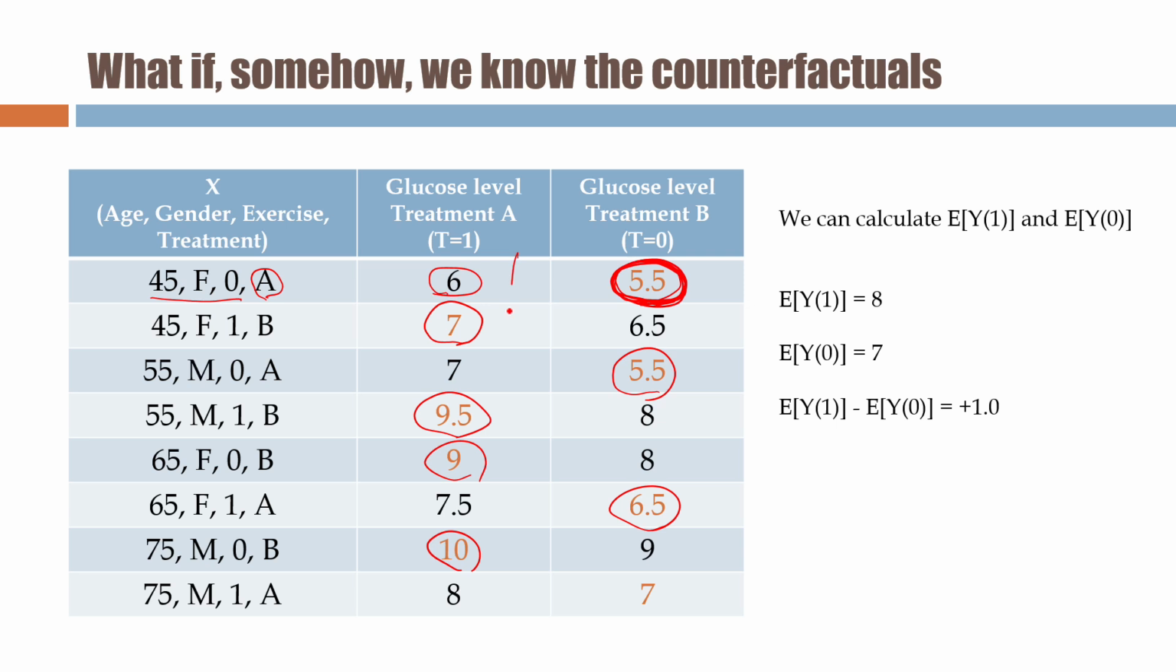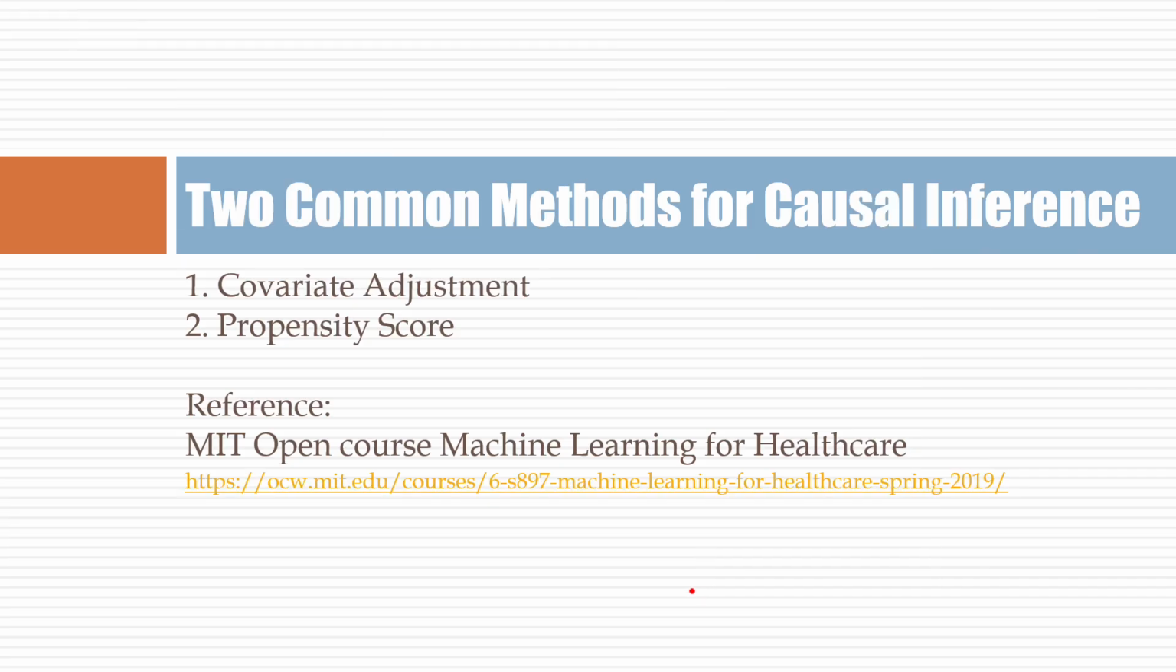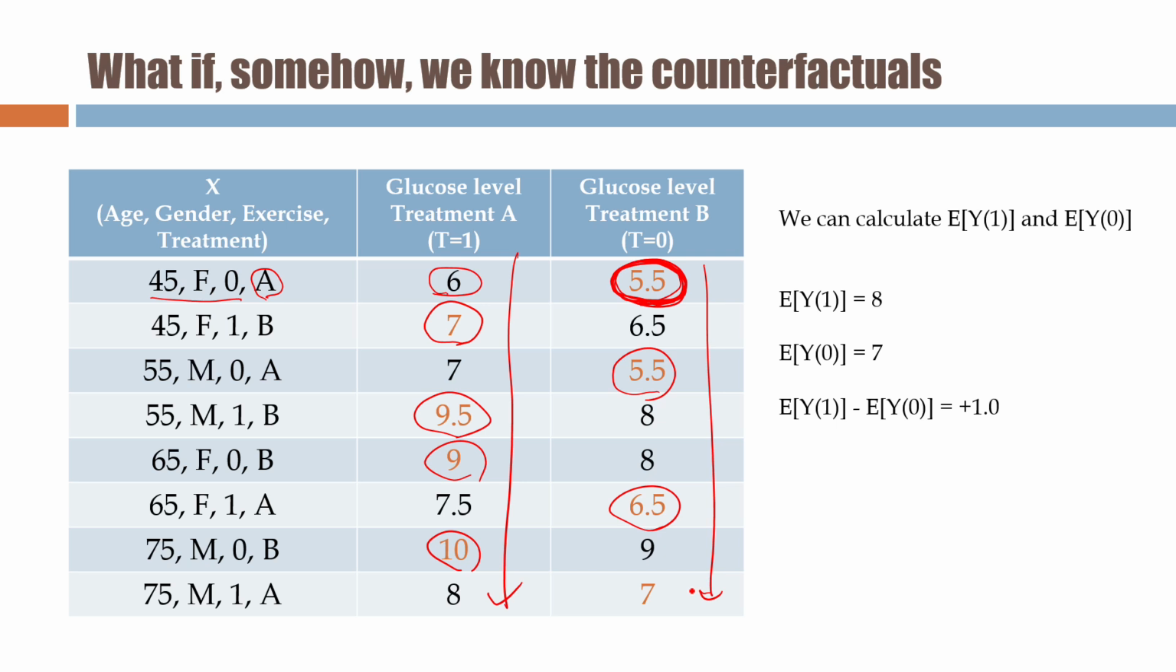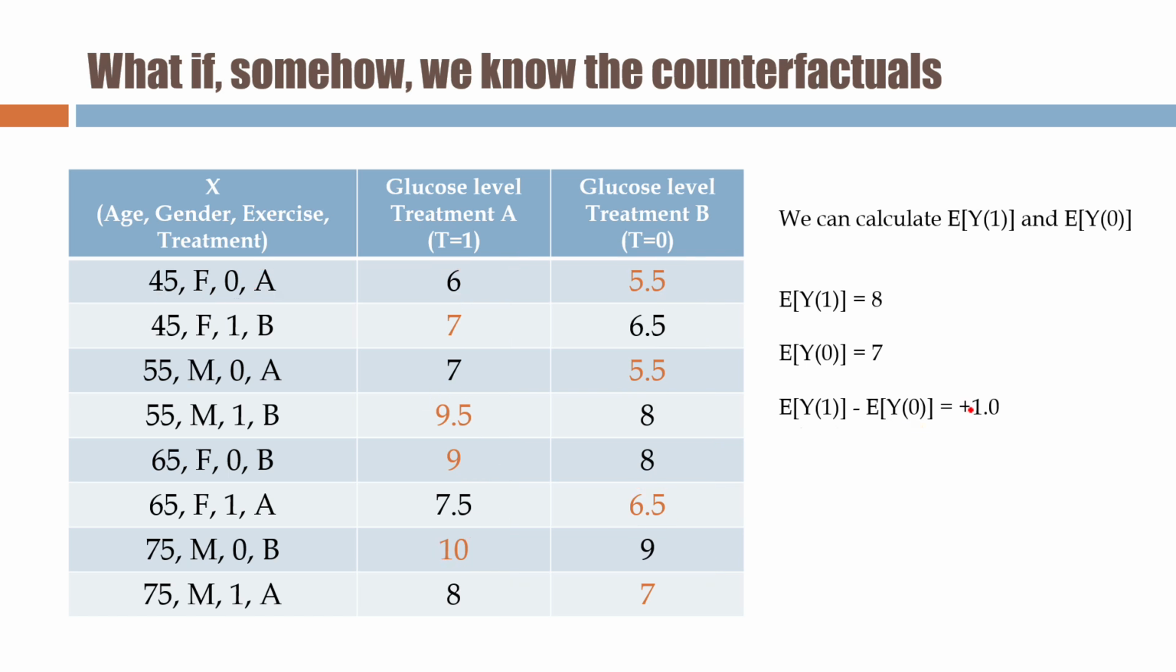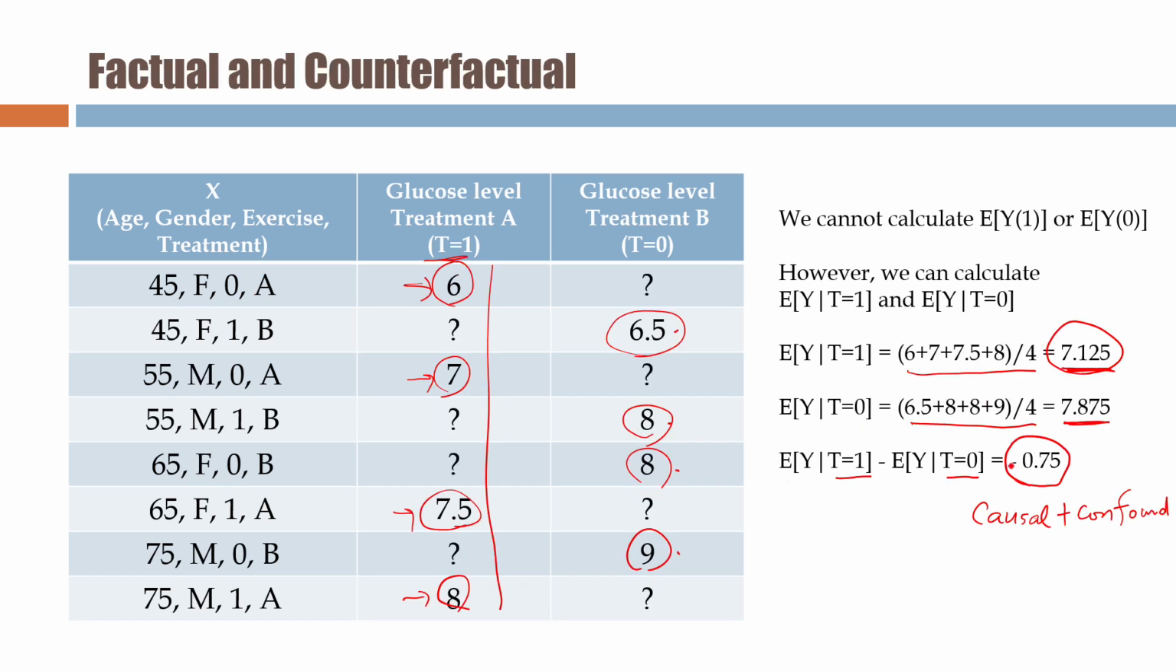Then what you can do is simply calculate the average of all of these numbers and the average of all of these numbers, and we can calculate it. So now if you calculate all the numbers, the average will be 8. This is average 8, and this is average 7. So if you just calculate it, the difference will be positive 1. This is a totally different result compared to the previous one. This one has a minus. Actually the higher the glucose level, the worse.